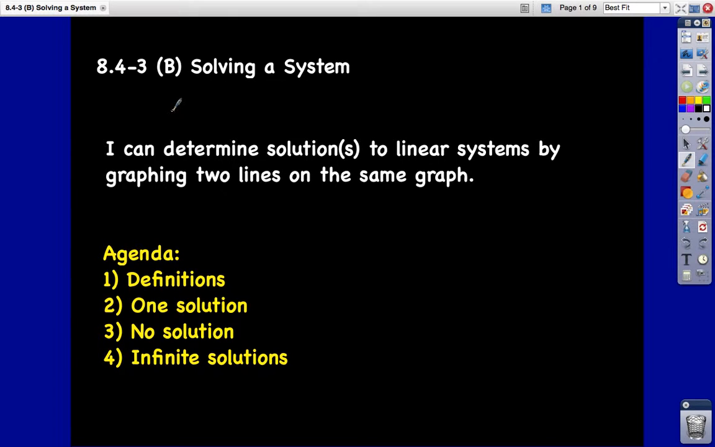Anyways, we are solving systems now. So solving a system, and I should have added in the title, of equations, of linear equations is really what we're doing. We're solving systems of linear equations. And what I want you to be able to do is determine a solution or solutions to linear systems by graphing two lines on the same graph.